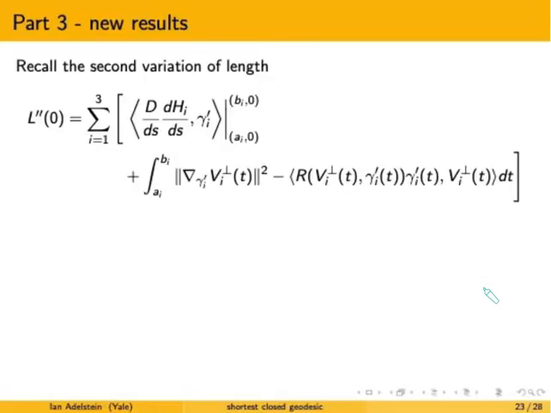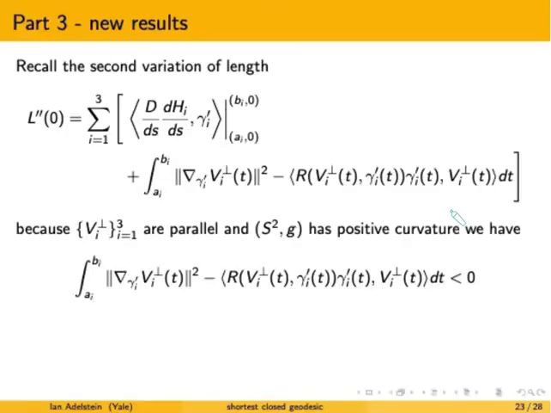Now let's look at the second variation of length. This is what we're trying to show is necessarily negative. So here I just write it down for you again. We're going to sum over the three edges. We again have this inner product term and this integral term. Remember we set up the perpendicular component of our variational fields to be not only parallel, but constant. What that means is that this term, this is the covariant derivative of a parallel vector field in the direction of motion, this will be 0.